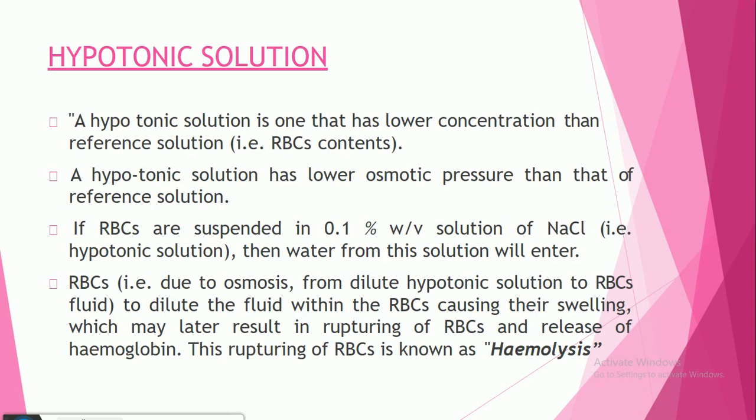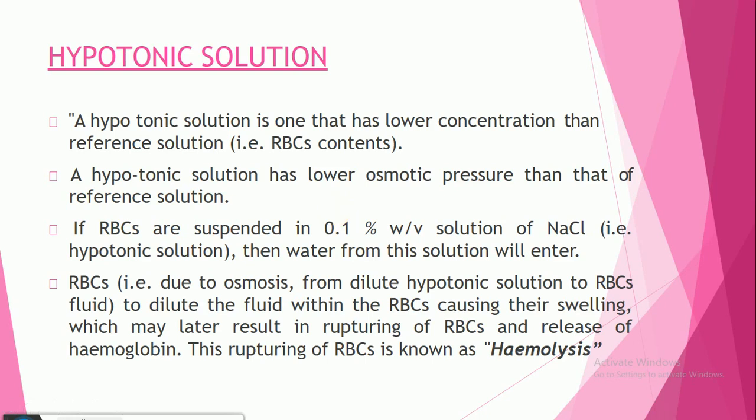The second one is hypotonic solutions. A hypotonic solution is a solution which has lower concentration than the reference solution. The reference solution means, for example, the RBC content. So the hypotonic solution has lower osmotic pressure than the reference solution. Here the condition is different. As we have already discussed, in a hypertonic solution the osmotic pressure is high, while in this case the osmotic pressure is low.